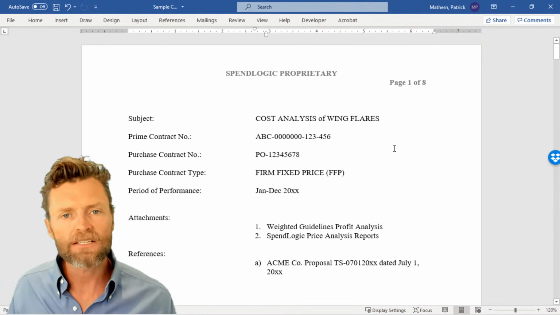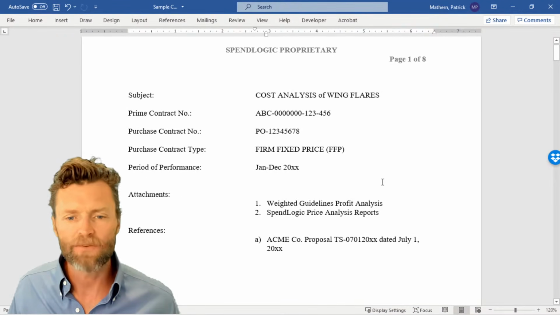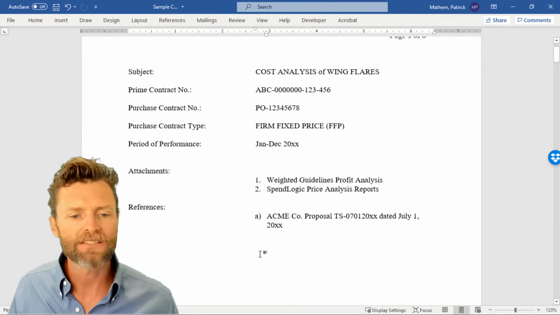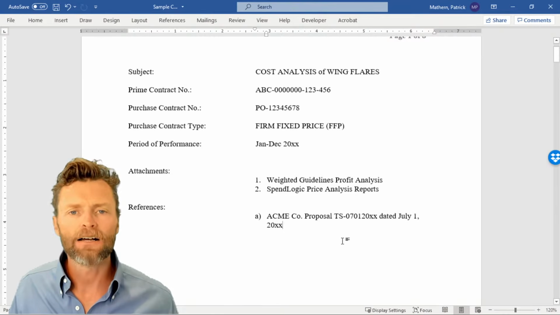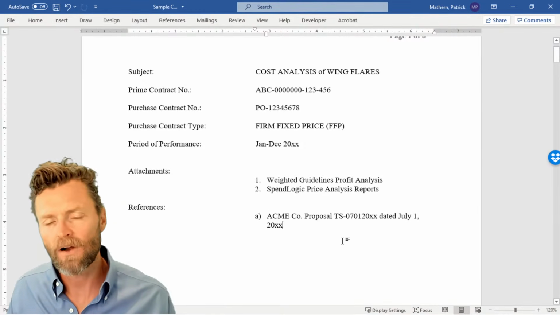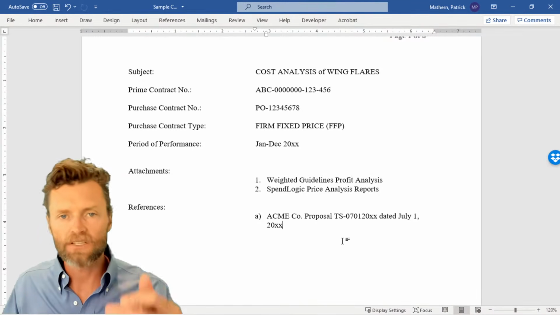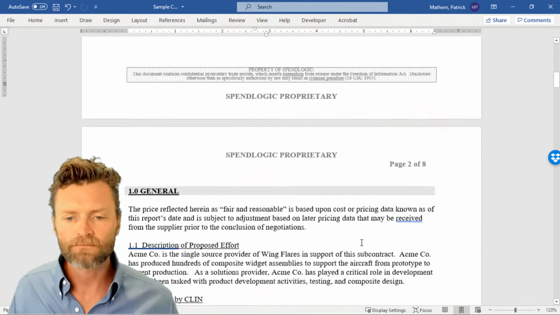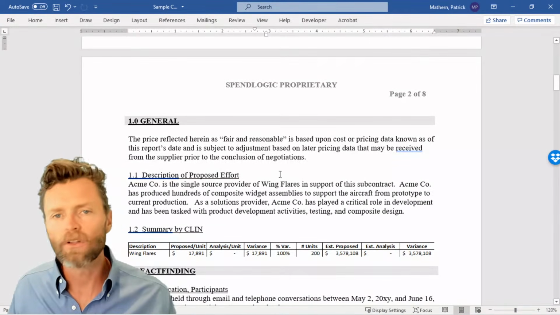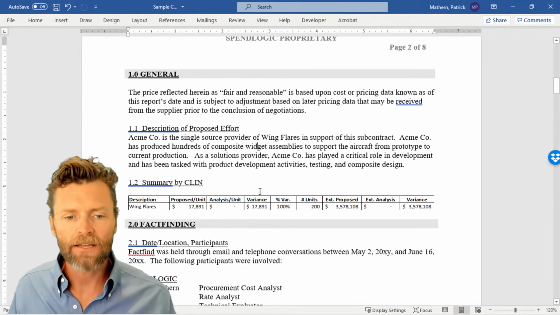I'll walk through the basics of the format so you kind of see what we're doing here. The front page is just background information, okay? I'm going to have some attachments, I'm going to have some references. I always reference their proposal so that the contracting officer or the prime knows what it is that I'm analyzing. If they had proposal updates, I would list all of their proposals in chronological order. I get into some general information. I always describe what we're doing, okay?